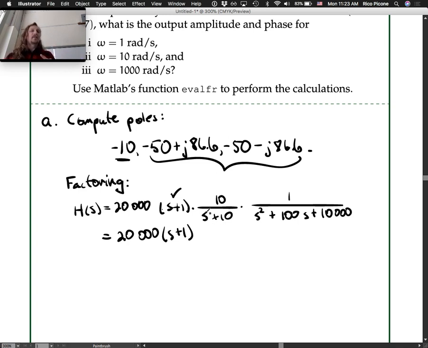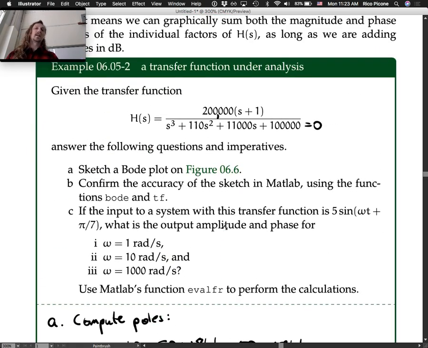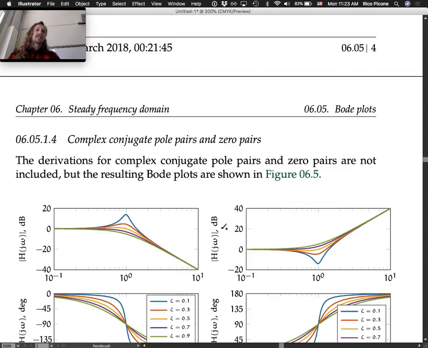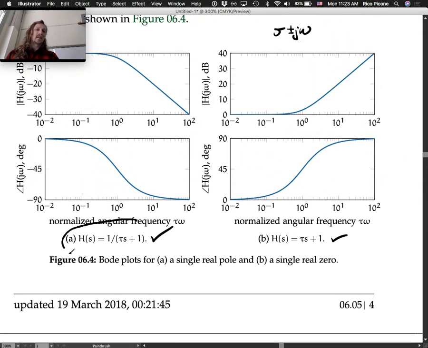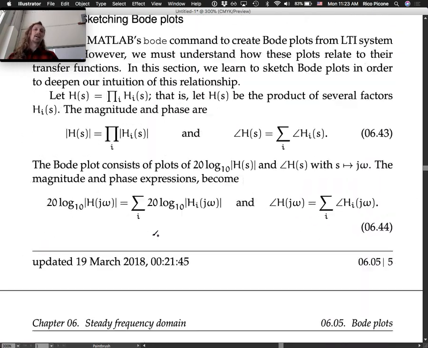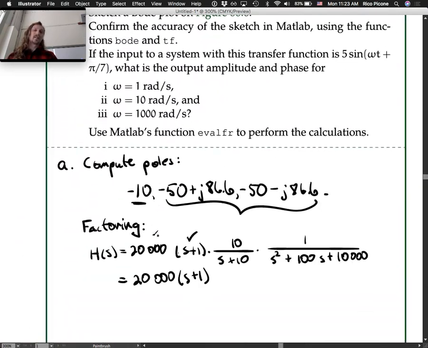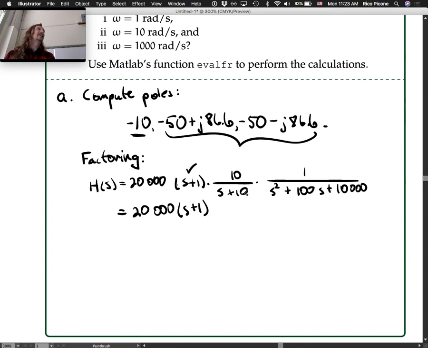This one, I'm going to factor out 10 from the denominator because I want it to look like this thing. So it needs to look like 1 over tau s plus 1. And to be tau s plus 1, I have to divide by whatever is in that spot that's supposed to be 1, which in this case is 10. So I've got to divide by 10 in the denominator. I've got to factor that out.